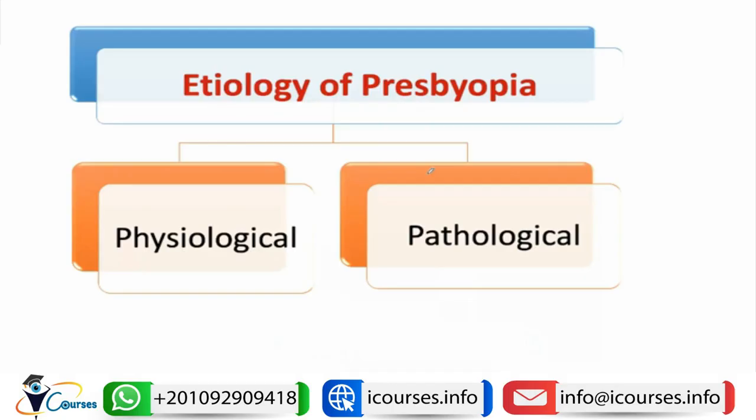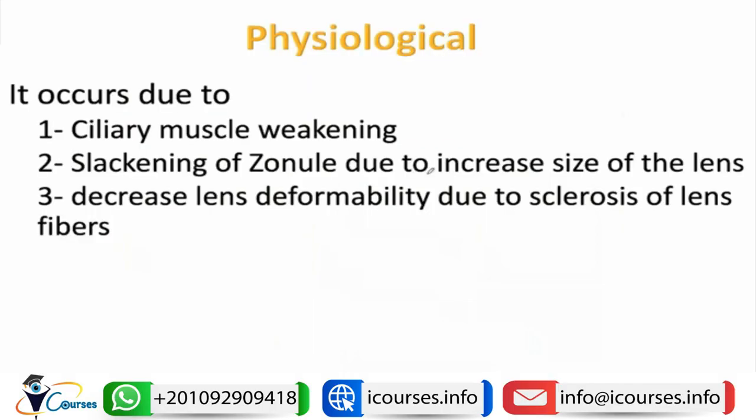Okay, so why does presbyopia occur? It can be due to physiological reasons, which is more common, or pathological reasons. The physiological reason is the natural process of aging. This will result in weakening of the ciliary muscle, which is responsible for accommodation. Also, this will lead to slackening of the zonule.